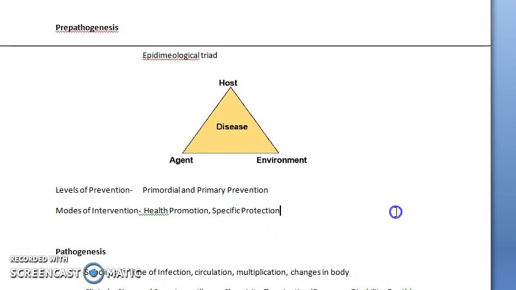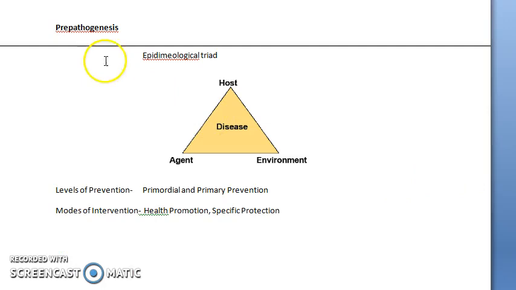So pre-pathogenesis is actually before the disease actually comes to you. There is an agent in the atmosphere, in the environment. It still has not entered the host. This is the pre-pathogenic phase. Here you will have to draw this epidemiological triad and also explain it.